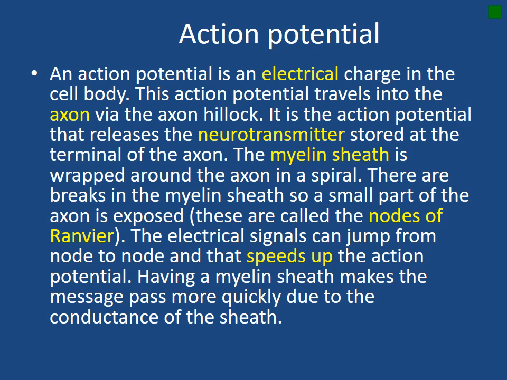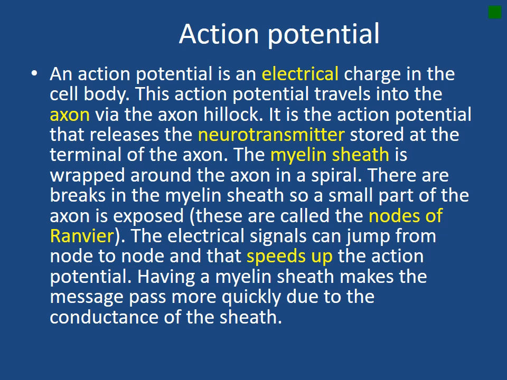Now, in order for the neurotransmitters to be released from the presynaptic cell and cross the synaptic gap, an action potential has to take place. An action potential is an electrical charge that happens within the cell body. So the action potential travels along the axon via the axon hillock, and it is the action potential that releases the neurotransmitter stored at the terminal of the axon.